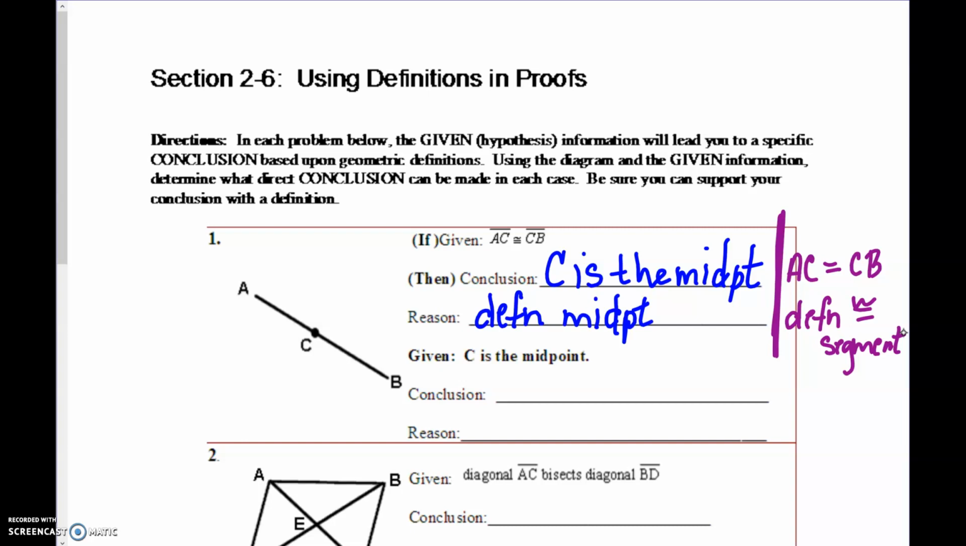All right, in the second one, we are given that C is the midpoint. So what are we going to be able to conclude? Well, anytime C is the midpoint, the first thing they want us to know is that AC is going to be congruent to CB, and that is the definition of midpoint.